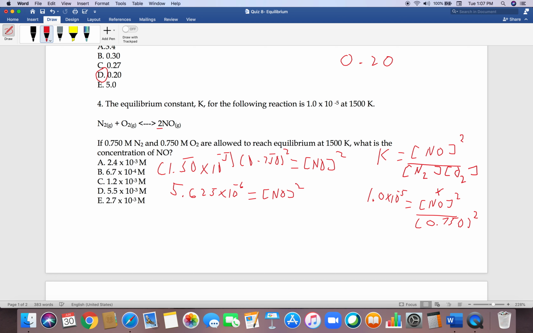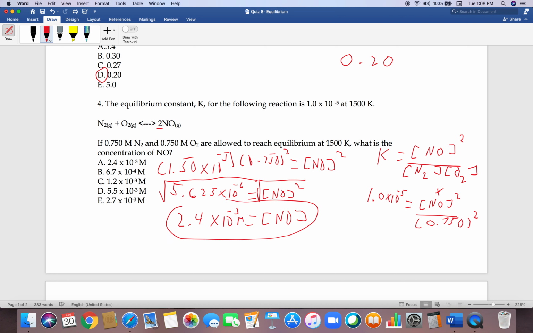Now, the only problem here is that we have that squared value. So in order to undo a square, we need to take the square root of both sides. So I'm going to take the square root of 5.625 times 10 to the negative 6. So I get that the concentration of nitrogen monoxide at equilibrium equals 2.4 times 10 to the negative third molar. So our answer here would be A.